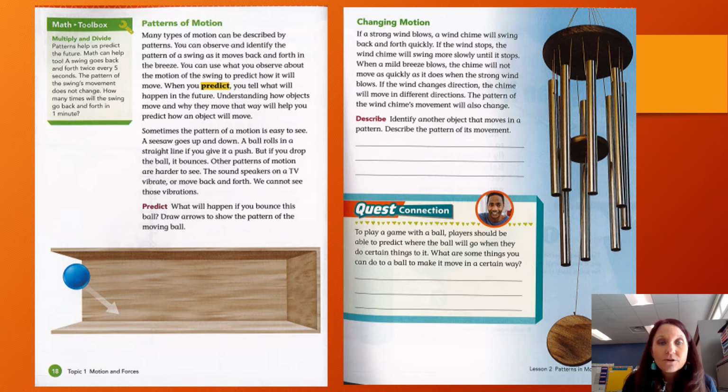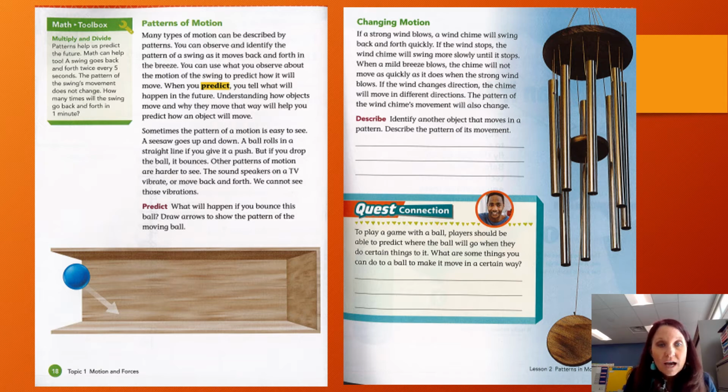Sometimes the pattern of a motion is easy to see. A seesaw goes up and down. A ball rolls in a straight line if you give it a push. But if you drop the ball, it bounces. Other patterns of motion are harder to see. The sound speakers on a TV vibrate or move back and forth. We cannot see those vibrations.